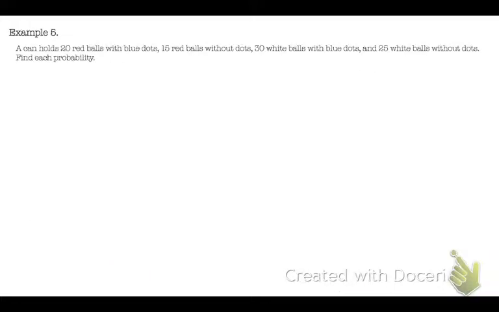Cool? All right, let's do this one. A can holds 20 red balls with blue dots, 15 red balls without dots, 30 white balls with blue dots, and 25 white balls without dots. And we want to find some probabilities. What's the probability that it's red? Well, we have 20 red balls with blue dots and 15 red balls without dots, so that means we have 35 total red balls. The total that we have here is 20 plus 15 plus 30 plus 25. So that's 35 out of 90, which is 0.389, so that's 38.9%.